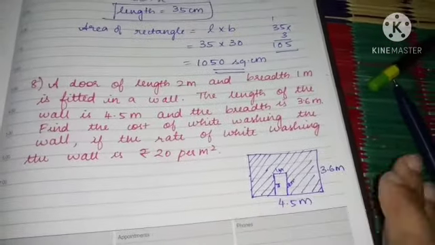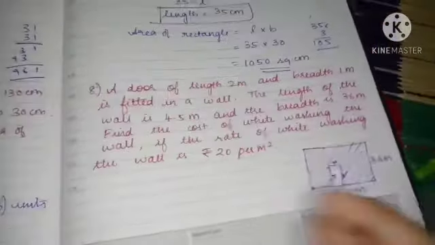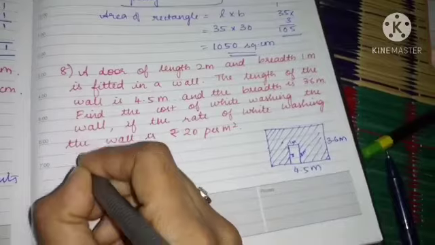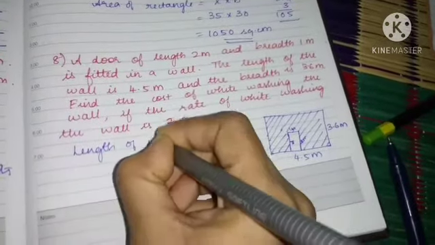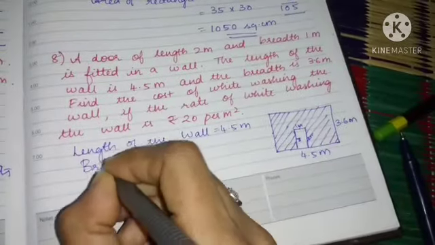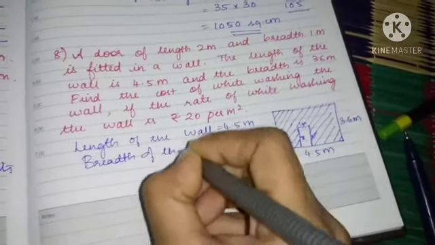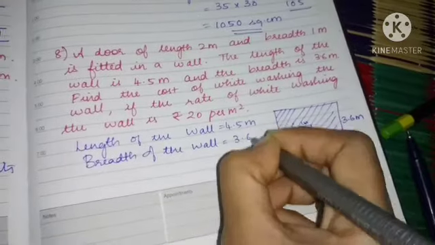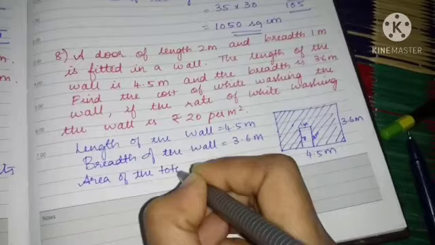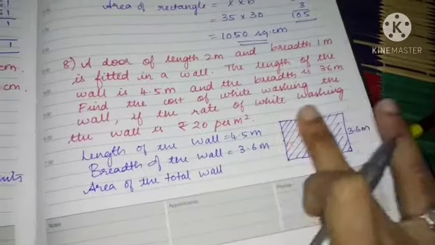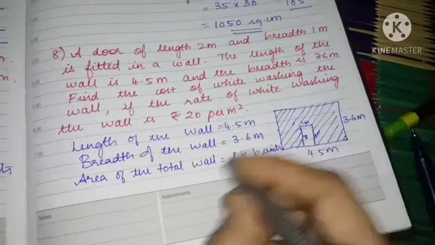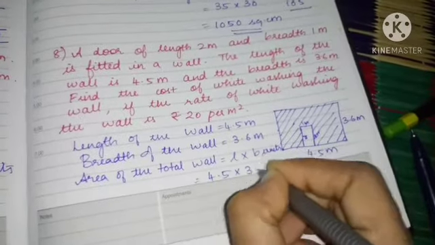The same type of example problem we have discussed, right? First we are going to find the area of the total wall. Length of the wall is 4.5 meters. Breadth of the wall is 3.6 meters. Area of the total wall is L into B units, which is 4.5 into 3.6.